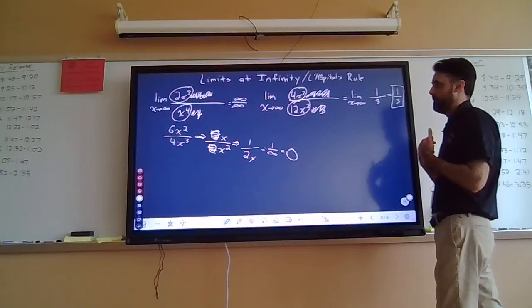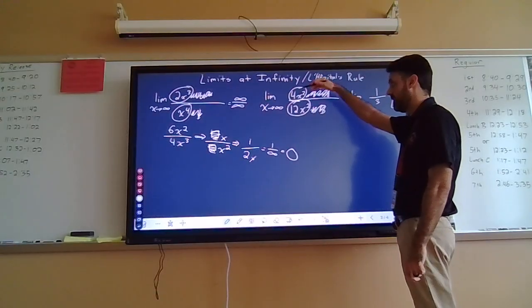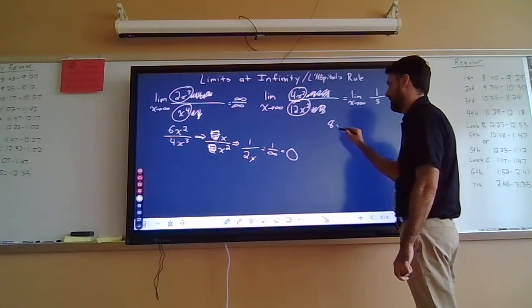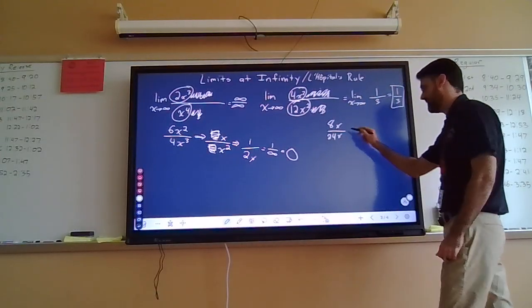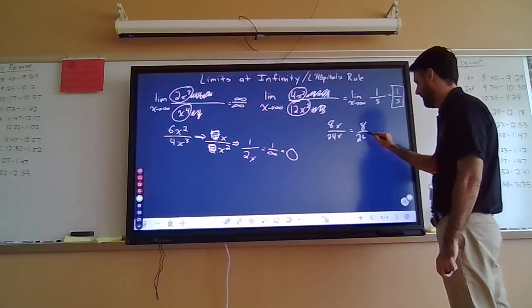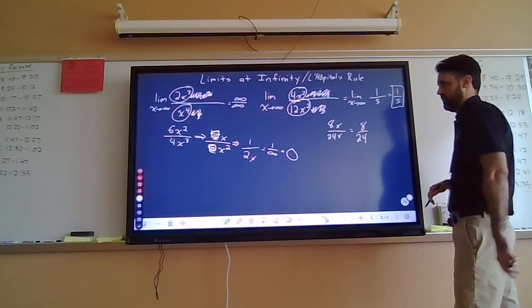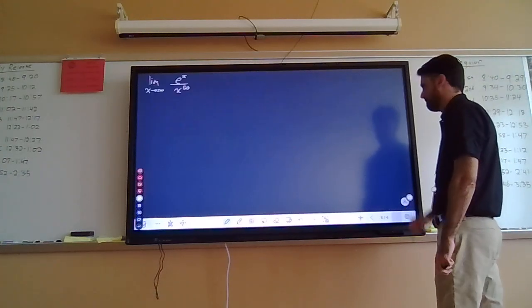Now, could I have done L'Hopital's rule? Yes, this is infinity over infinity, so I could take a derivative to get 8x over 24x, and then take a second derivative to get rid of the x's, just get 8 over 24, and that also simplifies into 1/3. So really, whatever method you prefer, both of those work just fine.